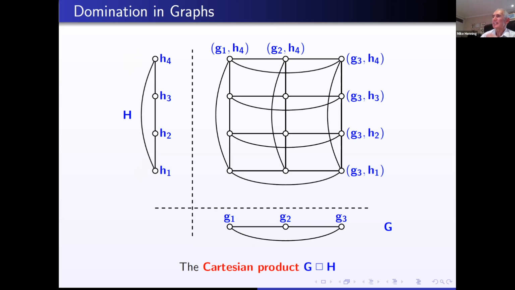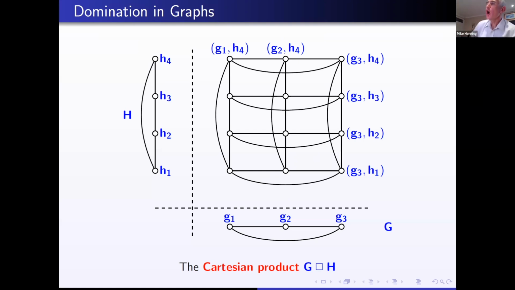And the reason is that if you take any copy of G and any copy of H, so let's take, for example, this copy of G corresponding to H2, and the copy of H corresponding to G2, and take a dominating set of the Cartesian product. If it does not contain a copy in this fiber and in this G fiber here, then that vertex, G2H2, would not be dominated. And that would be a contradiction.